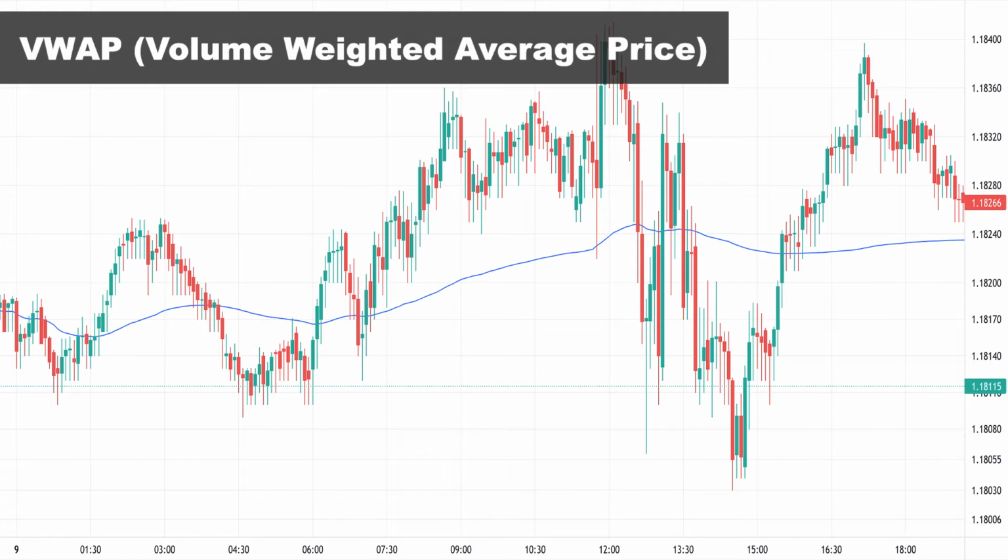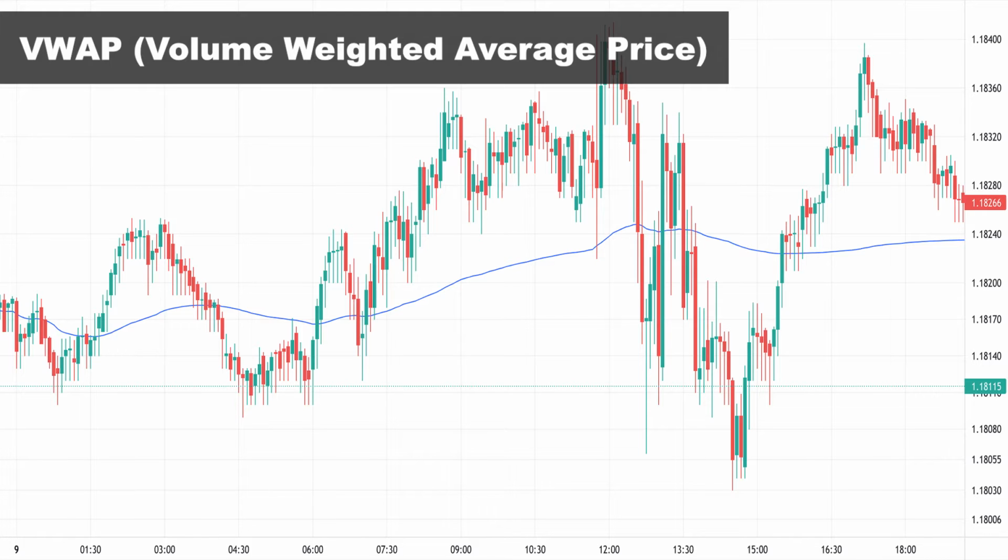VWAP is exclusively for intraday trading, meaning that it's not available, for example, on one-day or weekly time frames, because this indicator is made for day trading, and the calculation of this indicator starts from the beginning of each day separately. For 24 hour markets like Forex and crypto that are usually based on UTC time zone, the calculation of VWAP for each day is started when a new day actually starts based on UTC. So pay attention to this and check what time zone your exchange or broker uses.